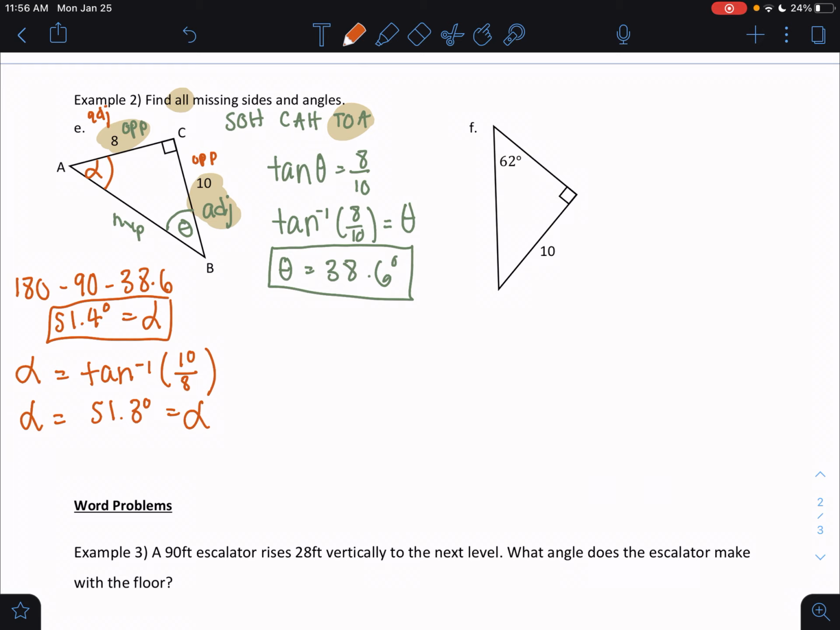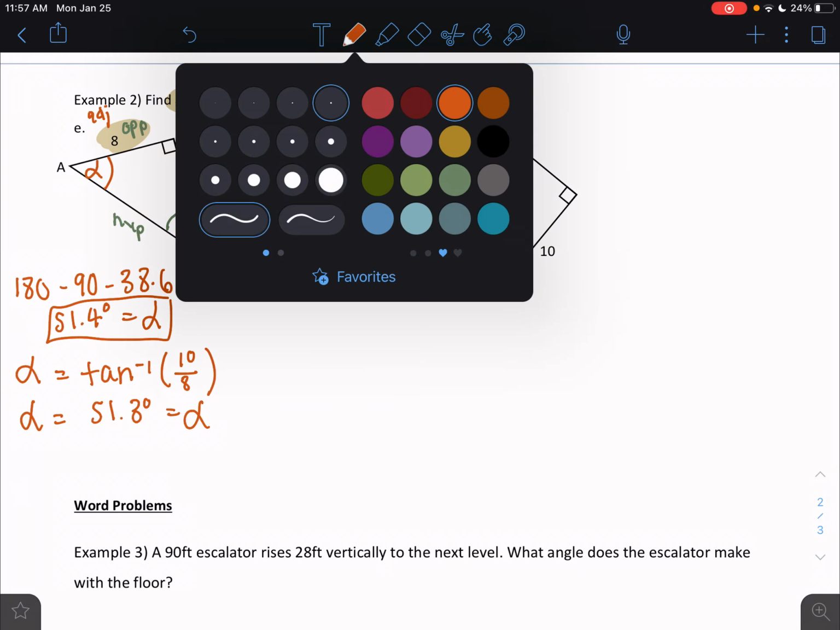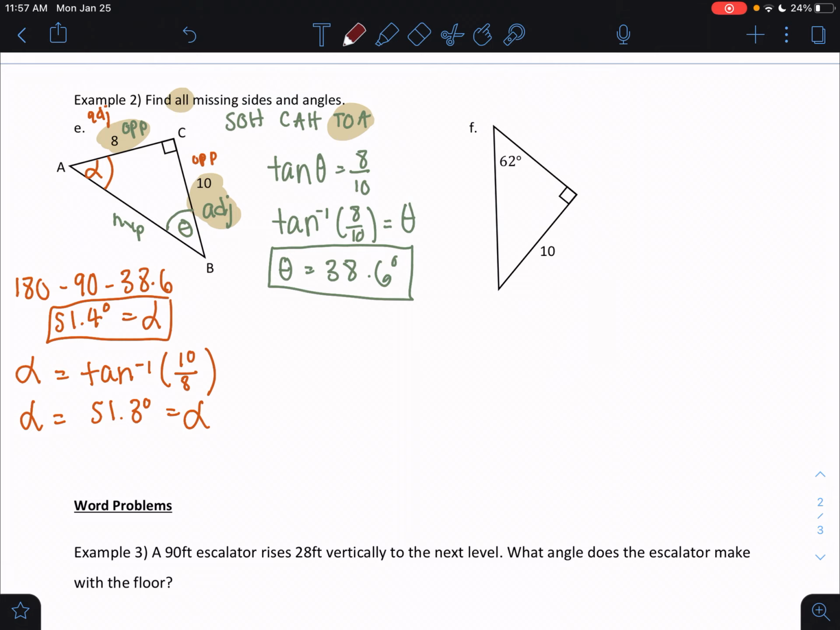So we have solved for both of our angles, and now all that's left to do is to solve for the side lengths. You could do some more trig functions, but honestly the easiest would be to use the Pythagorean theorem.